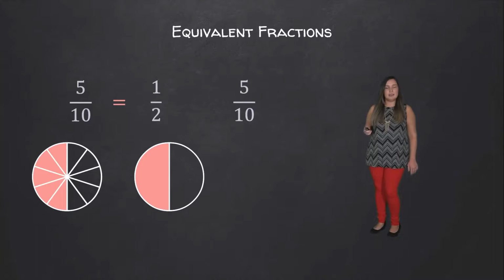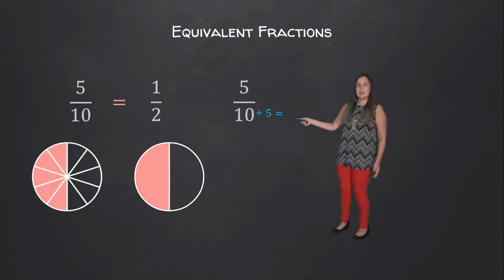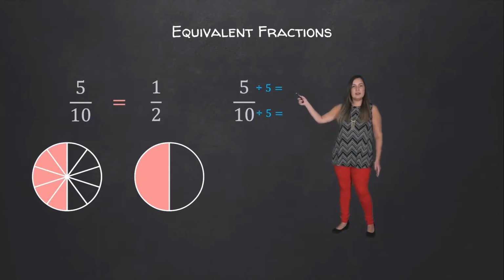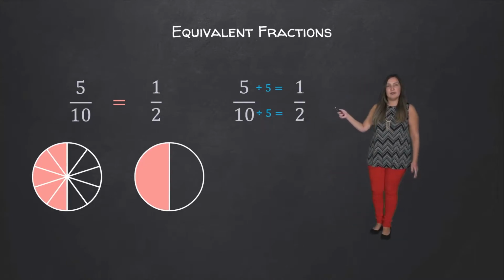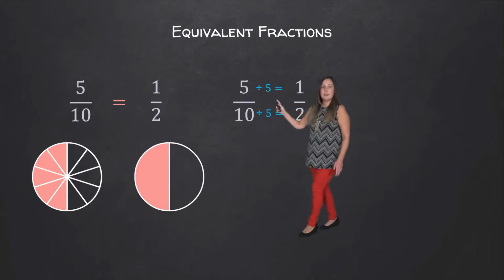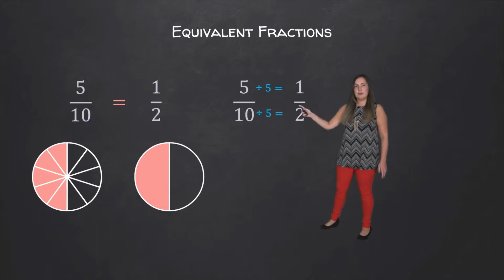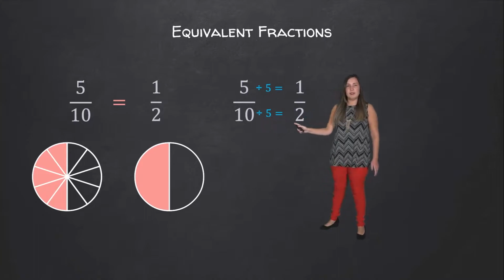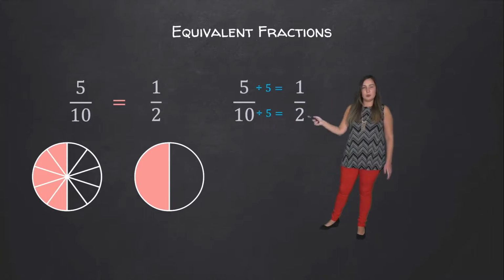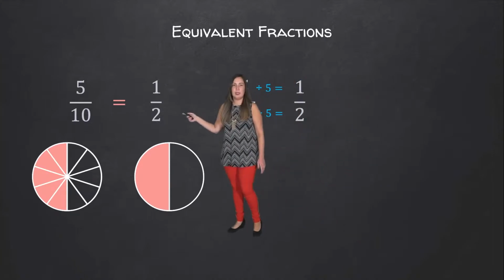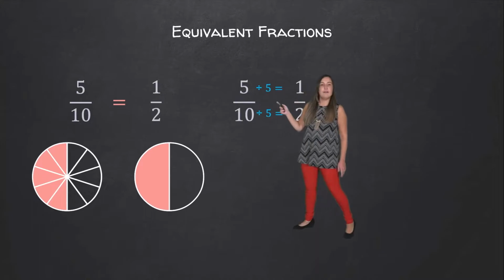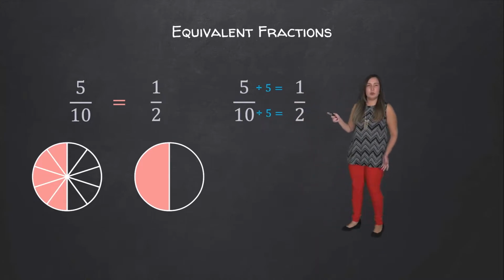Taking 5/10, notice that both 5 and 10 have a greatest common factor of 5, meaning I could divide the denominator by 5 and I could divide the numerator by 5. And if I divide both of them by 5, so 5 divided by 5 is equal to 1, and 10 divided by 5 is equal to 2. Notice we got 1/2, which was the other fraction that we were comparing it to, meaning that 5/10 is equivalent to 1/2.